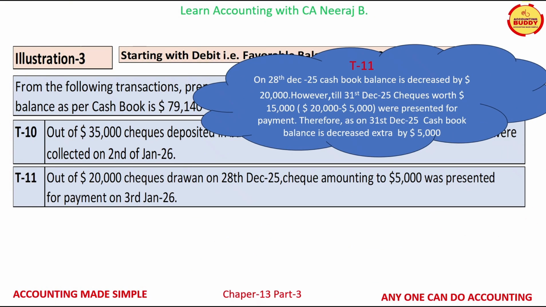On 28th December 25, cash book balance is decreased by $20,000. However, till 31st December 25, checks worth $15,000 were presented for payment. Therefore, as on 31st December 25, only cash book balance is decreased extra by $5,000.